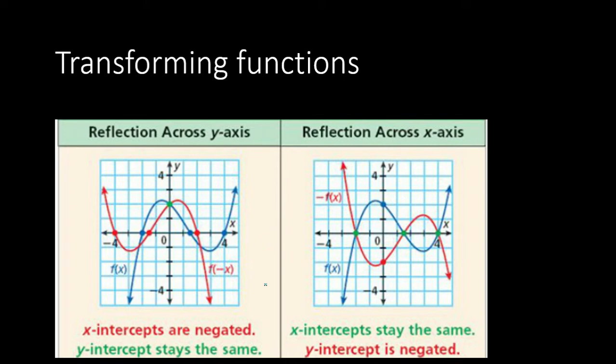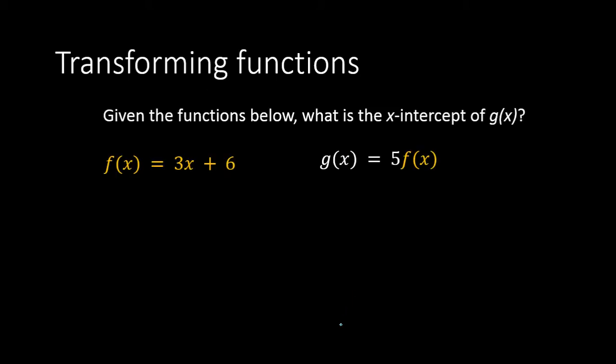And then quickly with reflection, if you reflect across x, y stays the same, but x changes. If you reflect across y, x is negated, y stays the same. If you reflect across x, x-intercepts stay the same, but y is negated. So this makes sense. If you think about this as the line that we're folding the paper on, it makes sense that if we reflect across x, x stays the same. If you reflect across y, y is going to stay the same. So we're going to prove this by just double checking and looking at our intercepts.